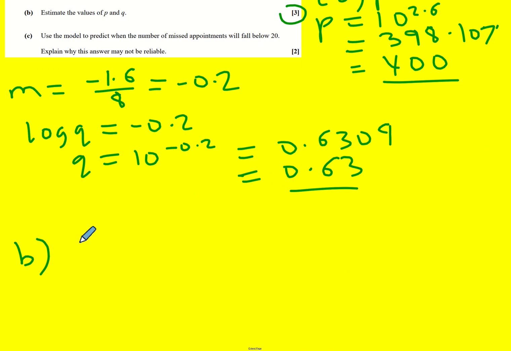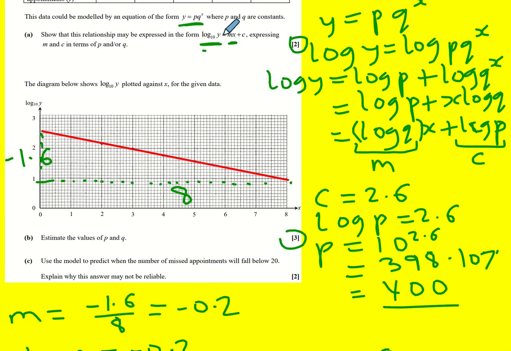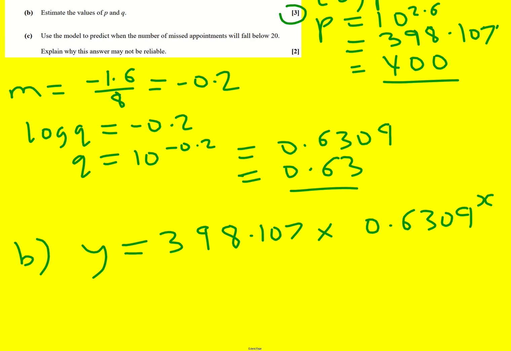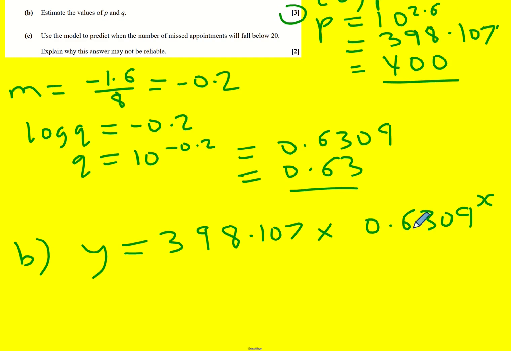So we've now got that y is equal to pq to the x. I'm going to revert to using the full version, that's always good practice: y equals something times 0.6309 to the x. That's my exponential equation that I'm fitting to this data. Okay, so when is it going to be less than or below 20?